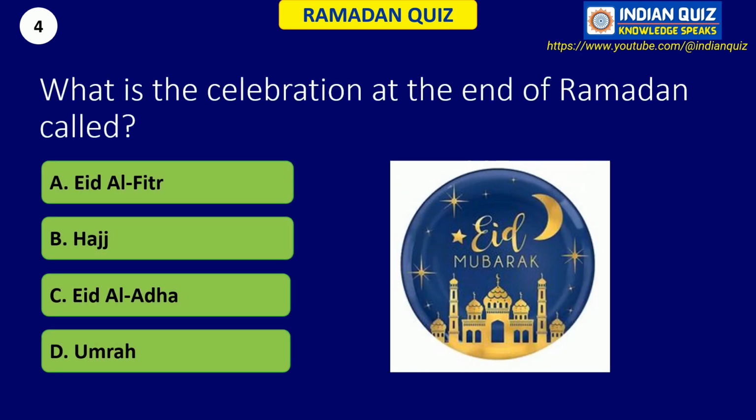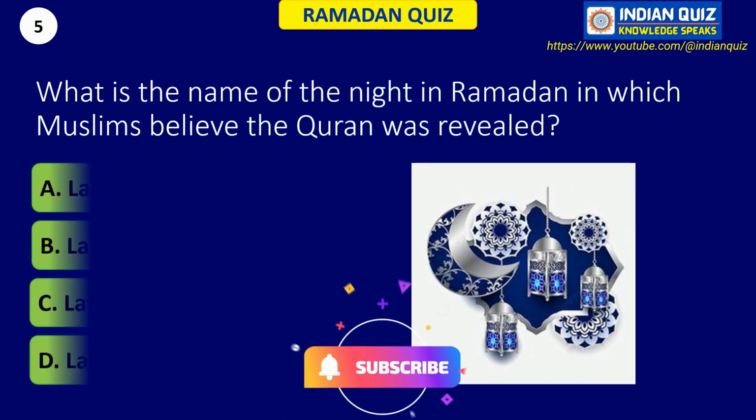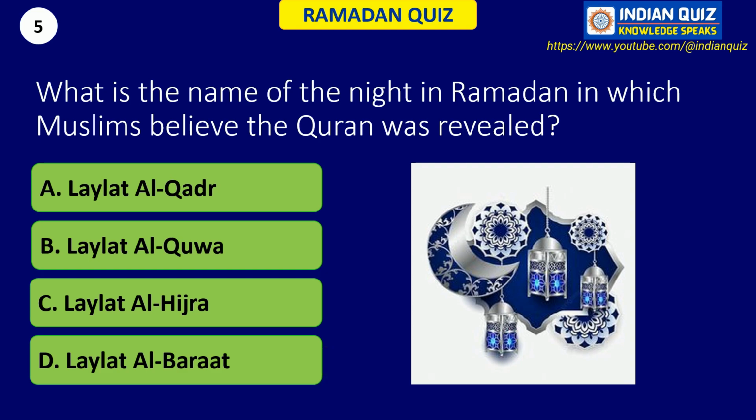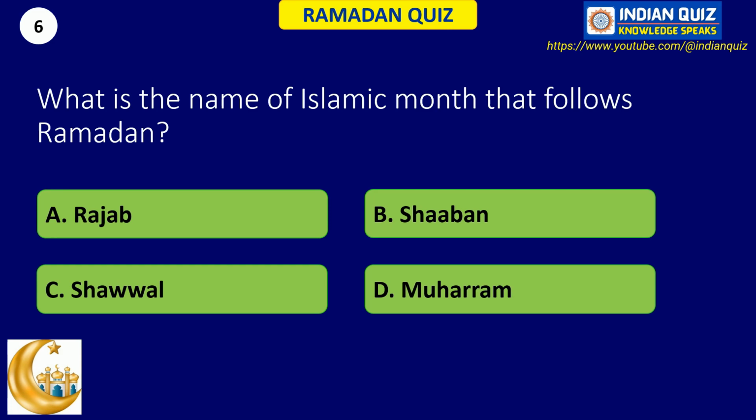What is the celebration at the end of Ramadan called? Eid al-Fitr. What is the name of the night in Ramadan in which Muslims believe the Quran was revealed? Laylat al-Qadr. What is the name of the Islamic month that follows Ramadan? Shaban.